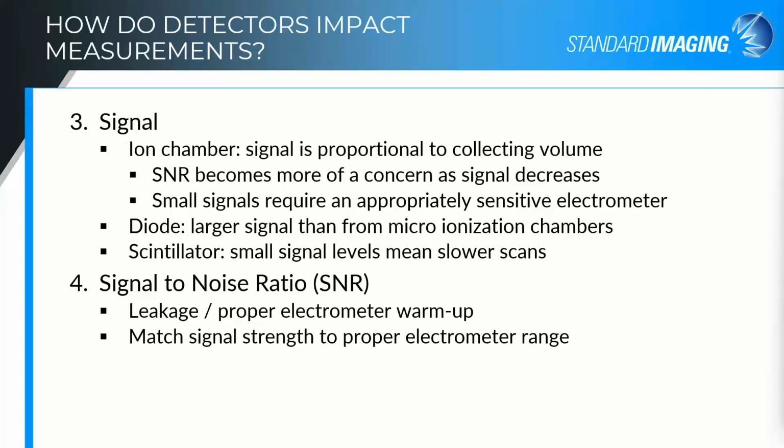Signal to noise ratio, I mentioned a little bit with the ion chamber, but that's something that can also affect your measurements. If you have a leakage current or you have not given your electrometer a proper warm-up, that measured signal can change throughout the course of measurement just because of the difference in the resistance of some of the components within that circuit as they change temperature. That can change the way the measurement is made. It is important to minimize your signal to noise ratio, both by choosing an appropriate detector for the electrometer that you have, but also choosing the proper range in your electrometer for the detector that you're working with.